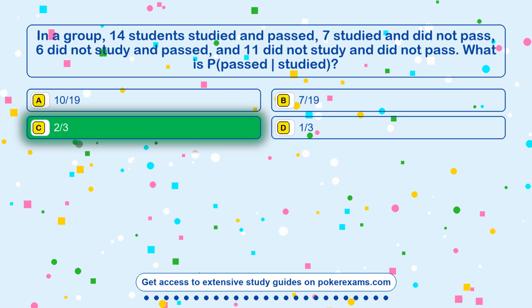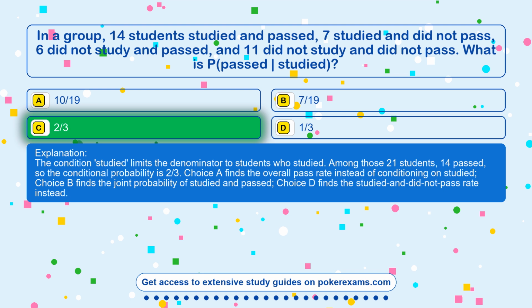The correct answer is option C, 2/3. The condition studied limits the denominator to students who studied. Among those 21 students, 14 passed, so the conditional probability is 2/3. Choice A finds the overall pass rate instead of conditioning on studied, choice B finds the joint probability of studied and passed, choice D finds the studied-and-did-not-pass rate instead.